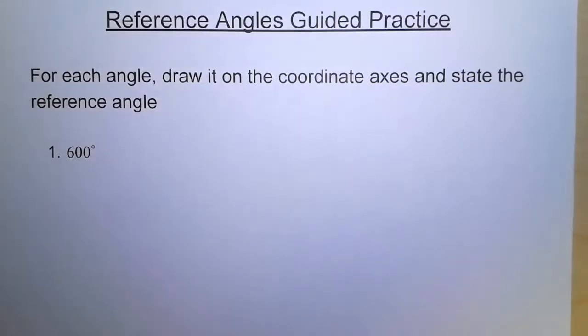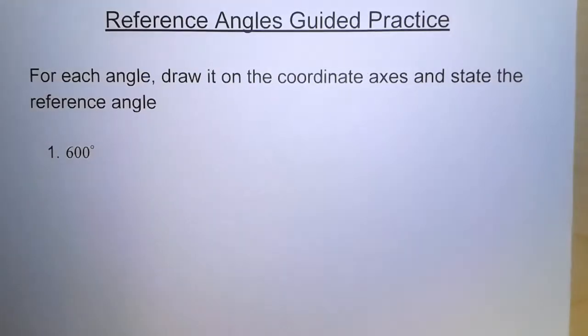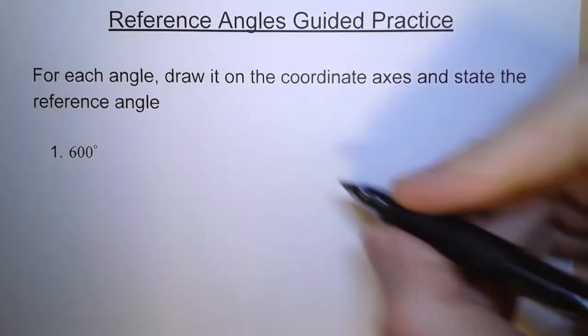So let's get started. Now what we're doing is we're being given an angle and we want to draw it and state what the reference angle is. Now the reference angle is that angle between the terminal side and the x-axis. So the reference angle is always going to be less than 90 degrees.